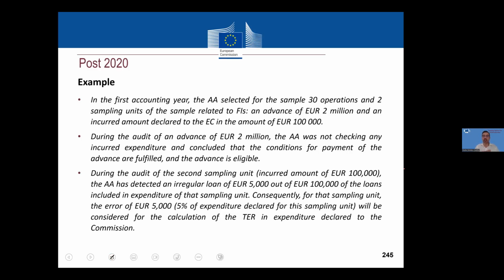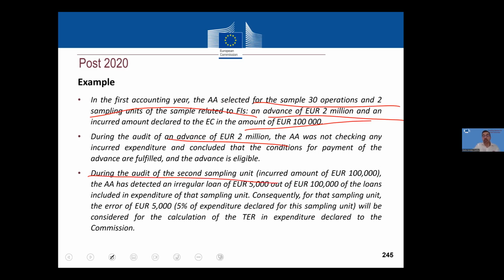Imagine that in the first accounting year, the audit authority selects for the sample 30 operations, and two sampling units are related to financial instruments. Among these two, I have an advance of 2 million euros and an amount of incurred expenditure of 100,000 euros. During the audit of the advance of 2 million, the audit authority is not checking any incurred expenditure and is just concluding that the conditions for payment of the advance are fulfilled and that the advance is eligible. This is for the advance.